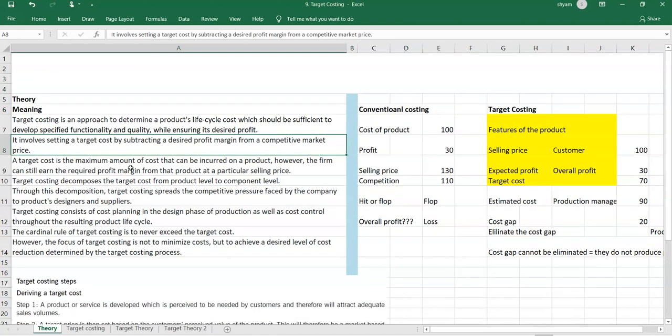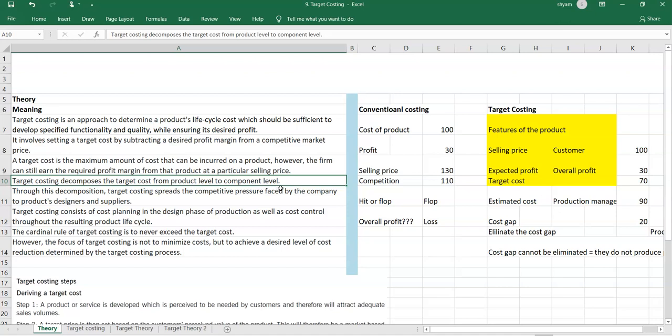So we'll start with the theory here. A target cost is the maximum amount of cost that can be incurred on a product, such that the firm can still earn the required profit margin from that product at a particular price. So the real cost of the product should never cross the target cost. If it crosses, then it will hurt the company's profitability. Target costing decomposes the target cost from product level to component level.